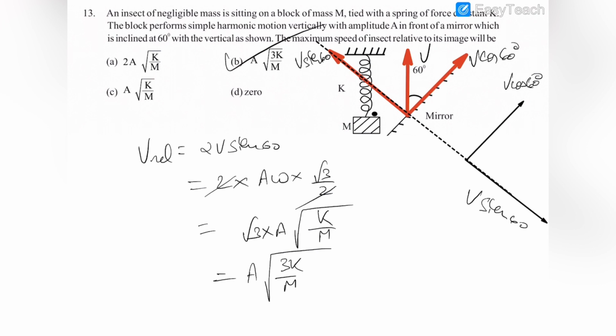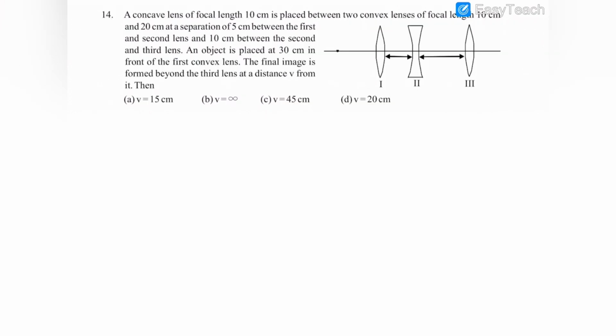Now we move on to the next question. In this question, you can see that there is a system of lenses. There are 3 lenses, and the focal length of the first lens is 10 centimeters, the second lens has a focal length of minus 10 centimeters, and the third lens has a focal length of 20 centimeters. The distance between the first and second lens is 5, and between the second and third lens is 10. An object is placed at a distance of 30 centimeters from the first lens.